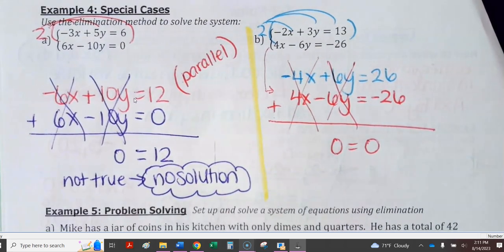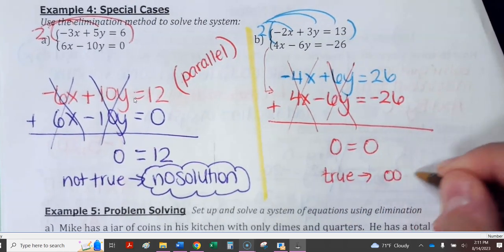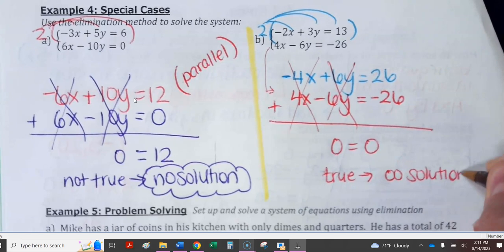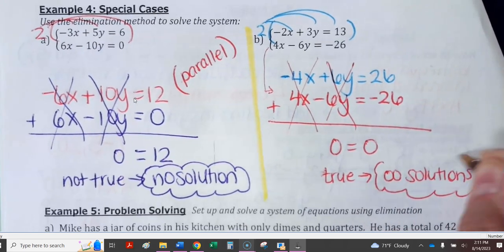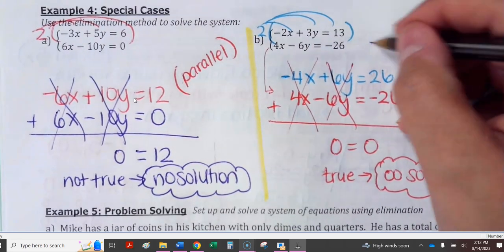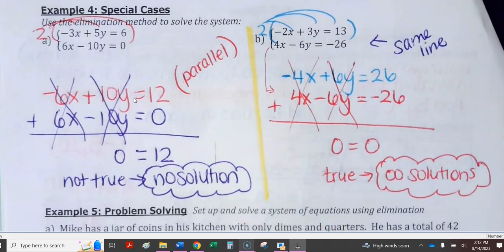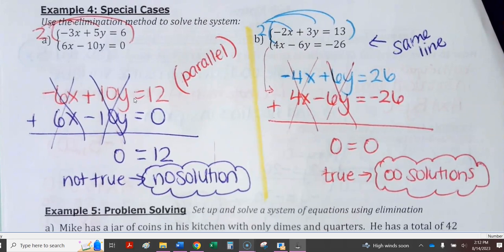For sure, yes. Now, if it is true, what that means is this is going to be your infinite solutions. If you are doing elimination and this happens, with infinite solutions it'll always be 0 equals 0. If you have no solution, it'll be 0 equals some number. So that's true, infinite solutions. What that means is that these two equations were really the same line. It doesn't look like it necessarily, but those are algebraically equivalent.